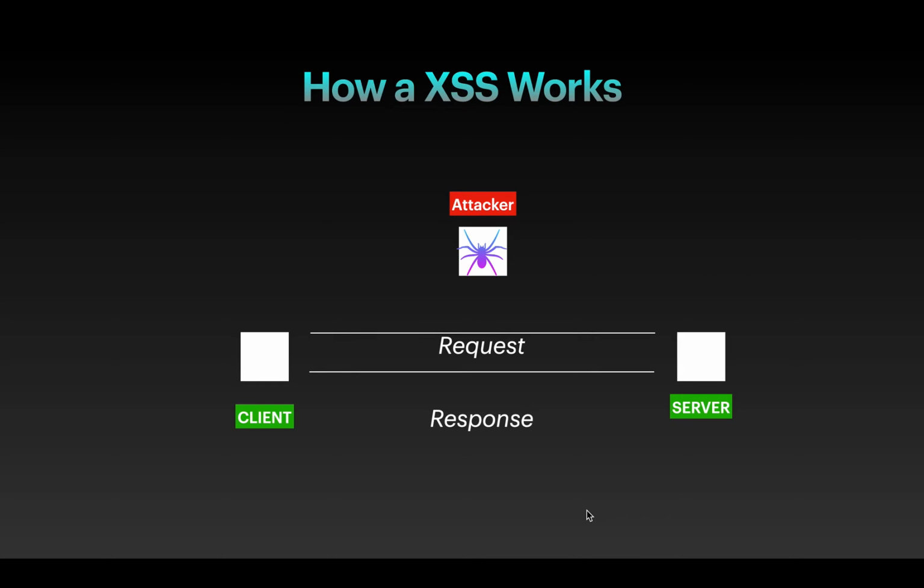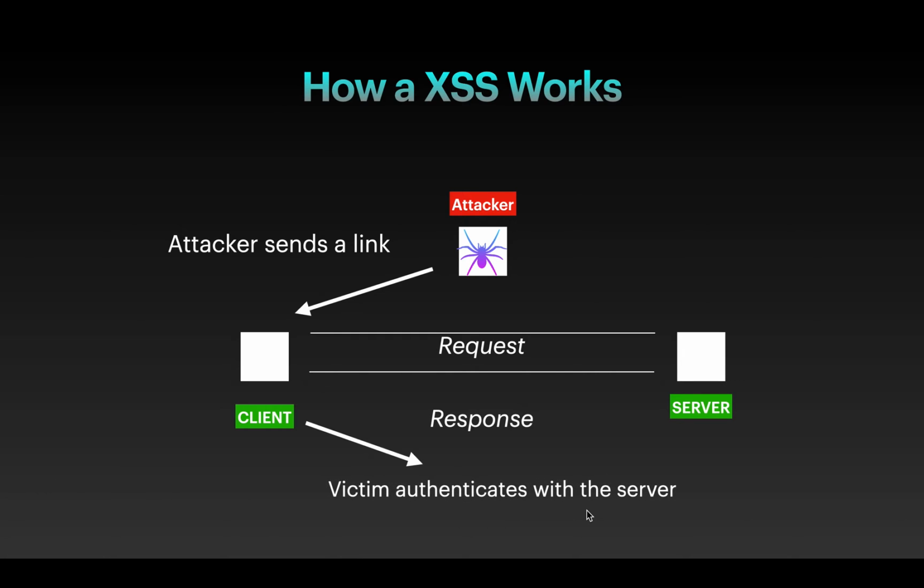How does XSS work? So here is an example through which you will understand how a basic XSS works. As you can see, there is a client on the left side, on the right side it is a server, and there is an attacker. So the attacker sends a link to the client. The client will click on that link, and the client or the victim will authenticate with the server. Remember, the link contains the malicious payload.